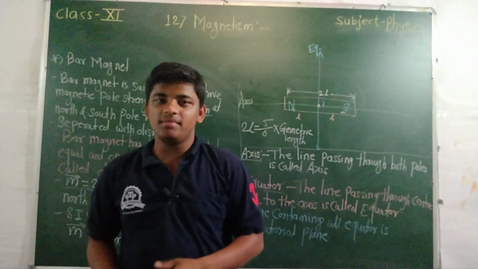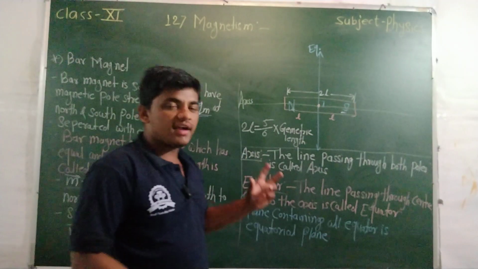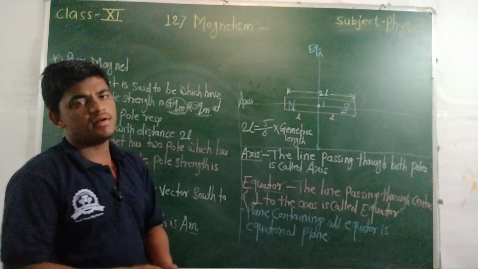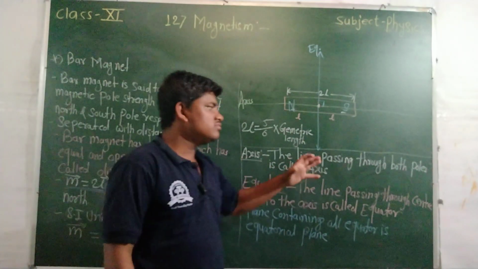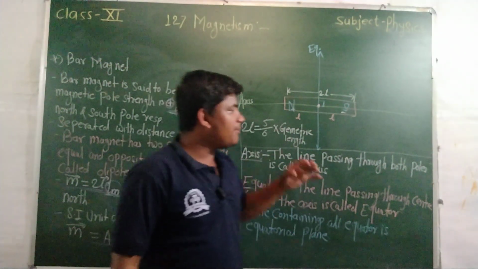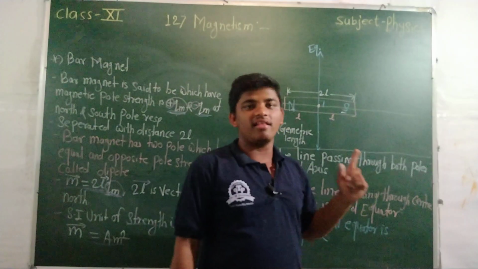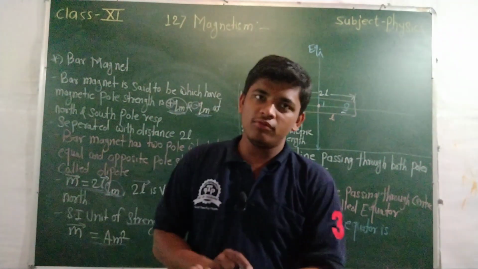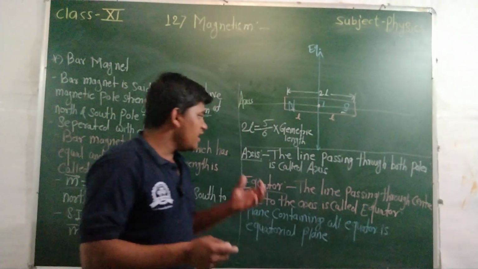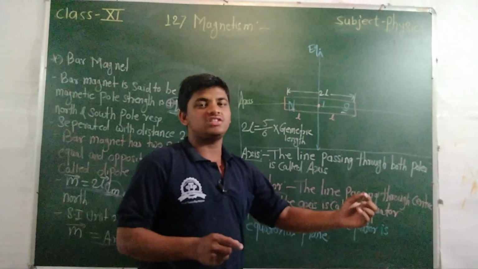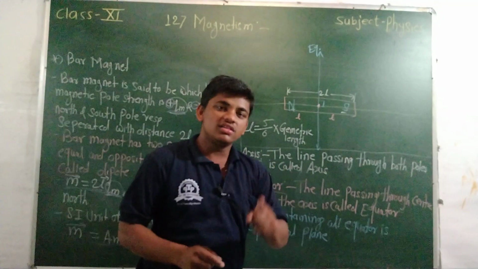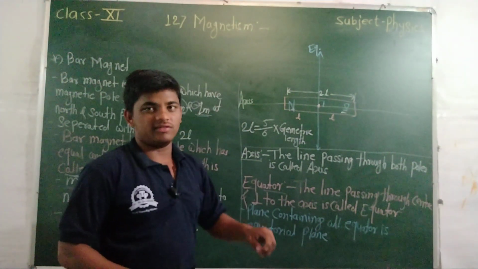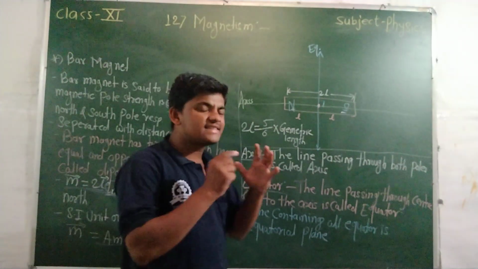Now I will compare magnetism and electrostatics, the magnetic dipole moment and the electric dipole moment. The axis is the same for both. A line passing through both poles is called the magnetic axis of the magnetic dipole. A line passing through both positive and negative charges is called the axis of the electric dipole. Then the equators are the same.